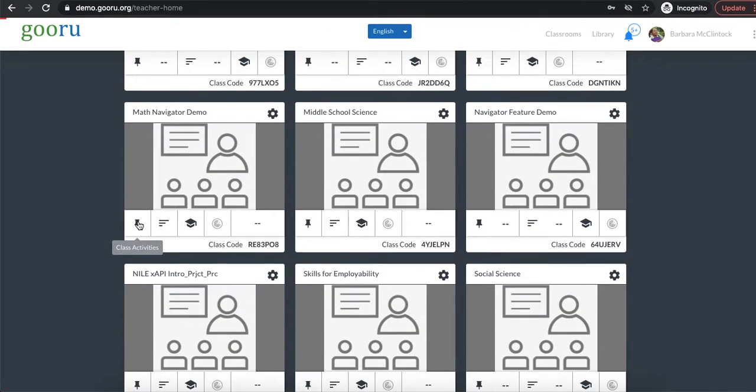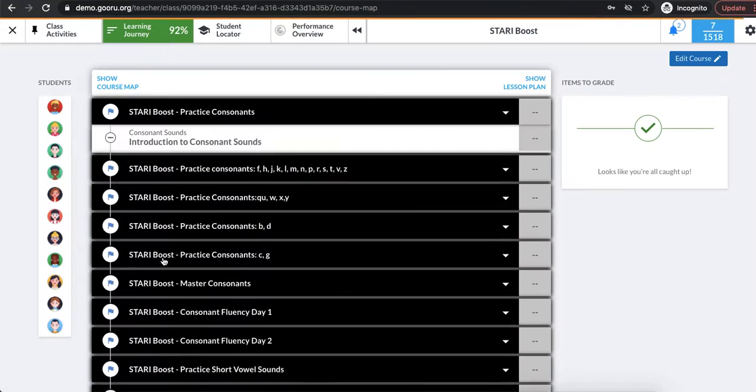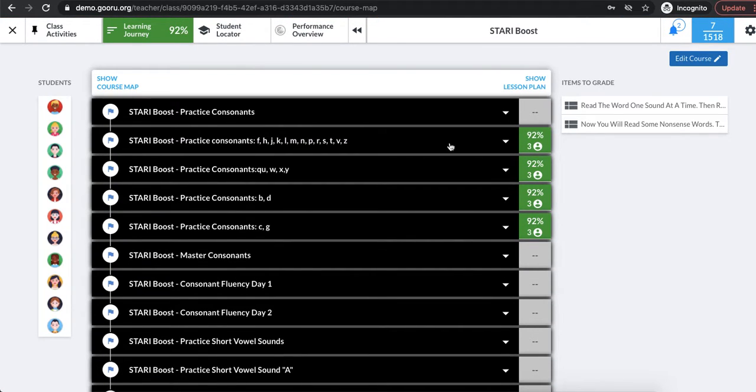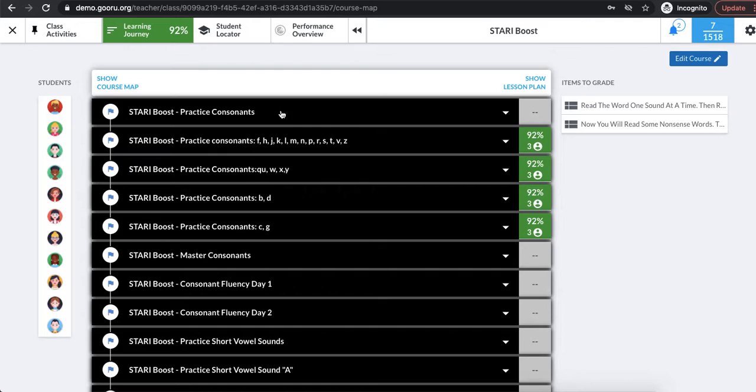I'd like to focus more on learning journey. So that is the second icon in the line. It looks like 3 little bars, like a sideways bar graph, and when you hover over it, it says learning journey. So I'm going to click on that. Now this shows me the course from top to bottom, from the very first thing the students have available to learn all the way down to the very last thing. It also gives me a high-level overview of how my students have done on those items so far.